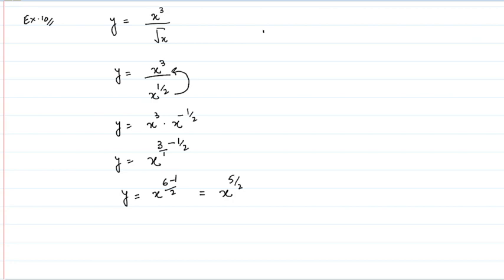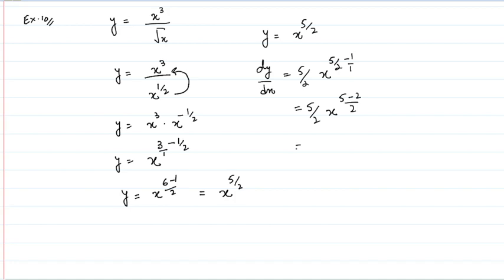So you have this now. y is equal to x raised power 5 by 2. Now we will differentiate it with respect to x. It will be 5 by 2 x raised power 5 by 2 minus 1. So this will be equal to 5 by 2 x raised power 5 minus 2 upon 2. So this will be simply equal to 5 by 2 x raised power 3 by 2. Okay. So this is how different questions are solved using this simple relation.